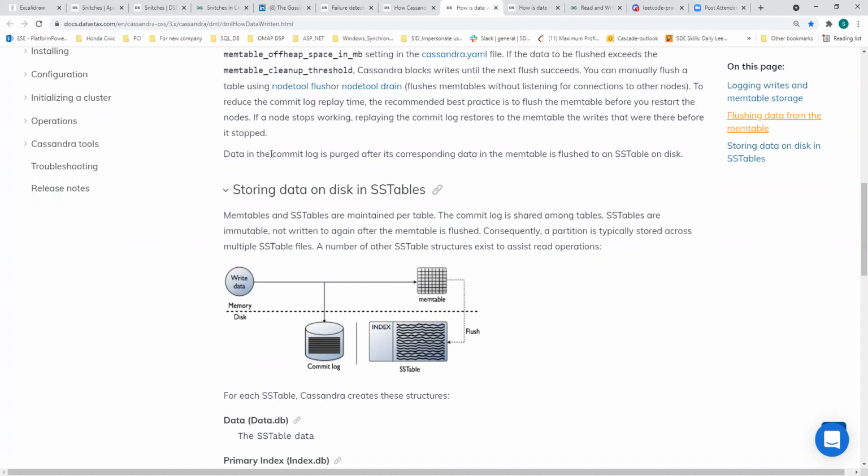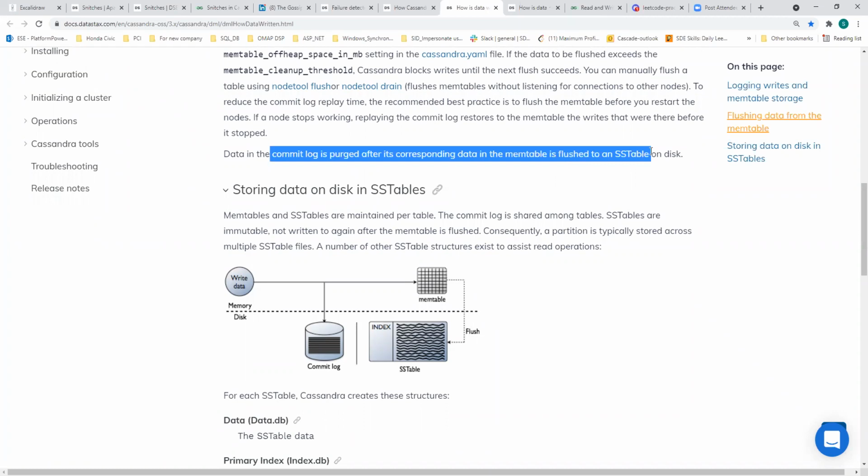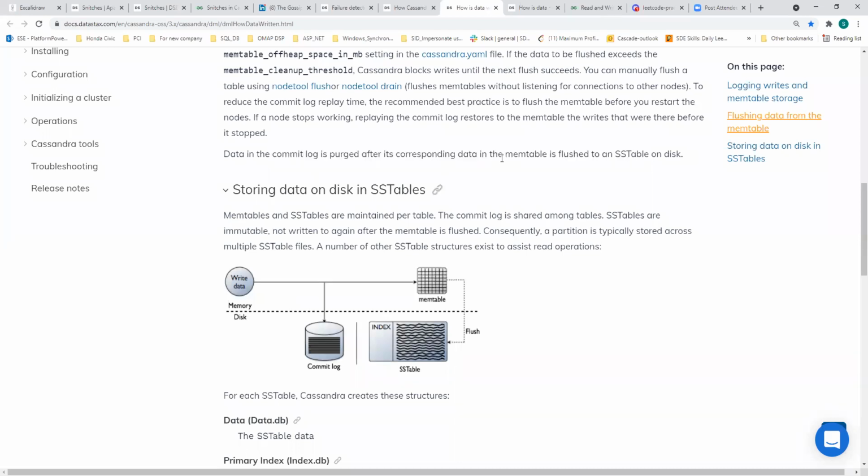No, see what is said: data in the commit log is purged after its corresponding data in the mem table is flushed into the SS table. So whatever mem table data is live, only that data is stored in that commit log. The commit log is not like you just append to it and then forget it. You also do some sort of maintenance on it, wherein whenever your data is moved to the mem table, you need to delete that from the commit log.